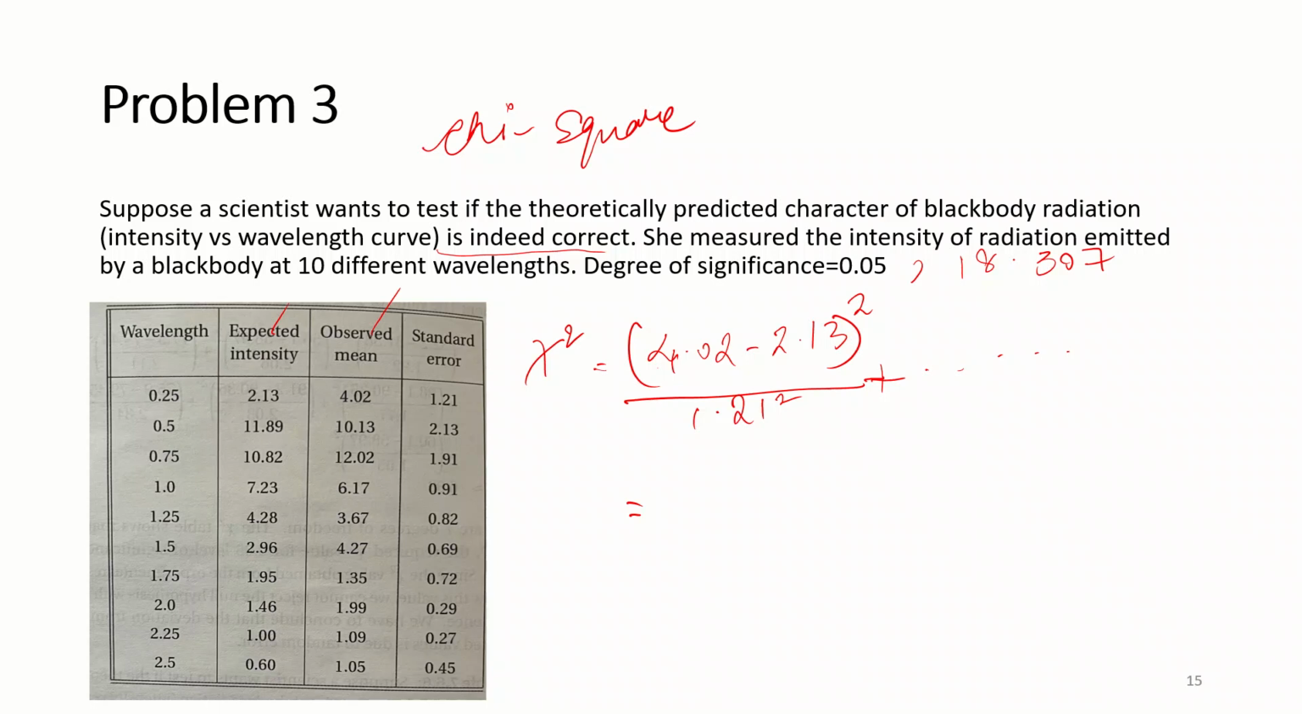No, for this, when you are using chi-square for comparing measurements with expected values, then you have to use standard error. So that's just the formula for it. When you are comparing measurements with expected values, you have to use standard error in the denominator.